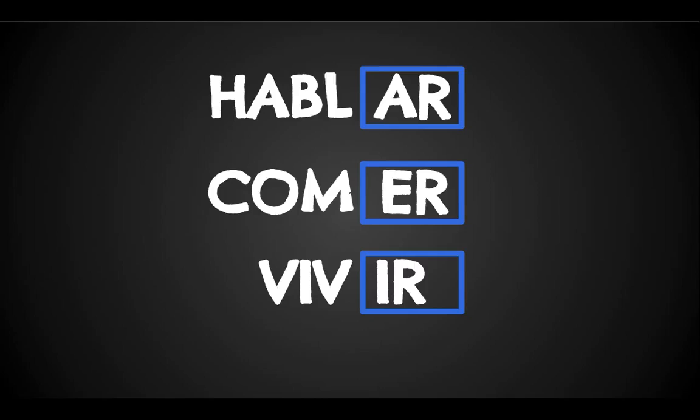There's three verb families in Spanish. We categorize them by the ending that they have. This is the AR family, ER family, and IR family. It's pretty simple. Every verb in Spanish is going to end in one of these three. What we do to communicate using these verbs is change this ending by completely taking it away and replacing it with some other spelling or some other letters to indicate who's doing the action.